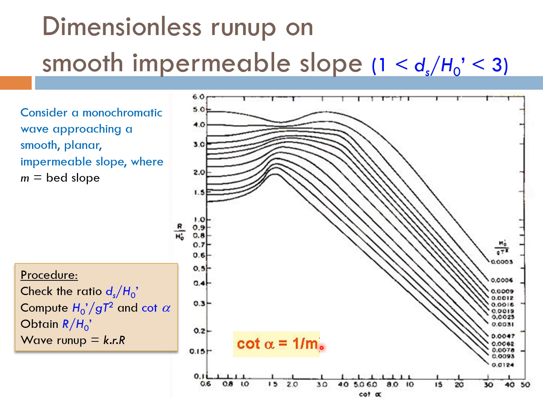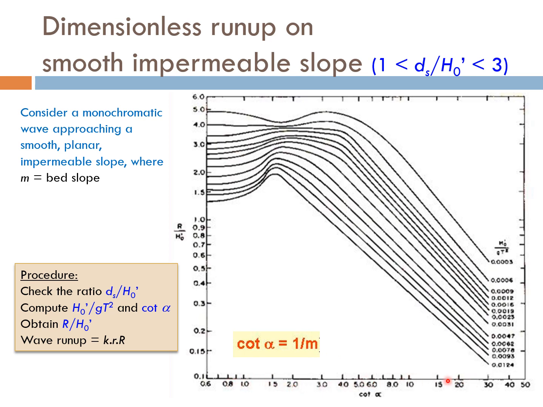So the procedure of solving for the run-up here is, first and foremost, we need the value of ds over h naught prime, so that we choose the correct plot. After that, we want to calculate the h naught prime over g T squared, which is the value here, so that we choose the correct curve to use. We need to know cotangent alpha, which basically is 1 over m, so it represents the beach slope. So we choose the value here.